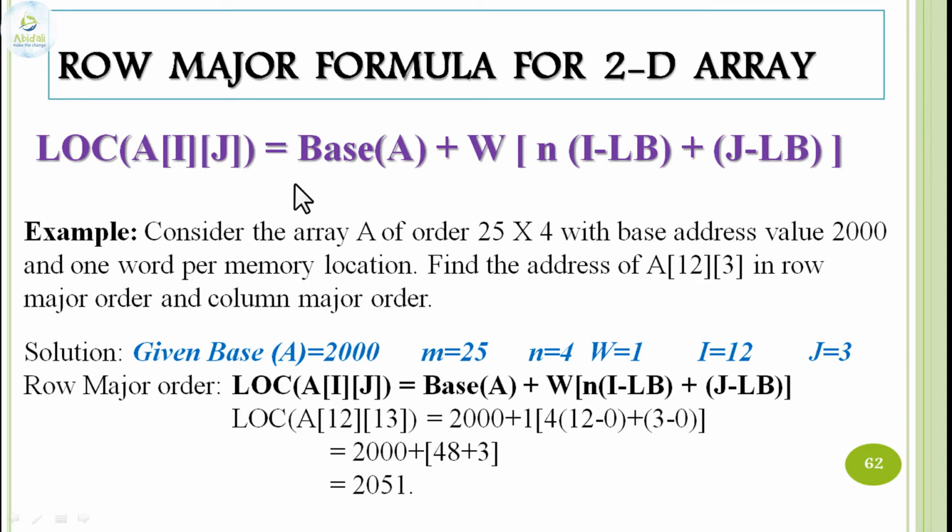To begin with, we have a formula for row major order for a two-dimensional array to calculate the memory position. Here LOC stands for the location, A is the name of the array we have assumed, I is the index which denotes the row value, J is the index which denotes the column value. Now we need to find the position of A of ij, which is equal to the base address of A, where A is the name of the array.